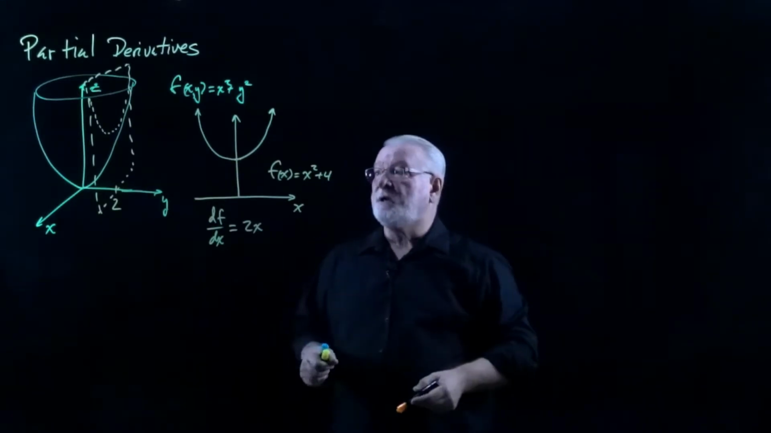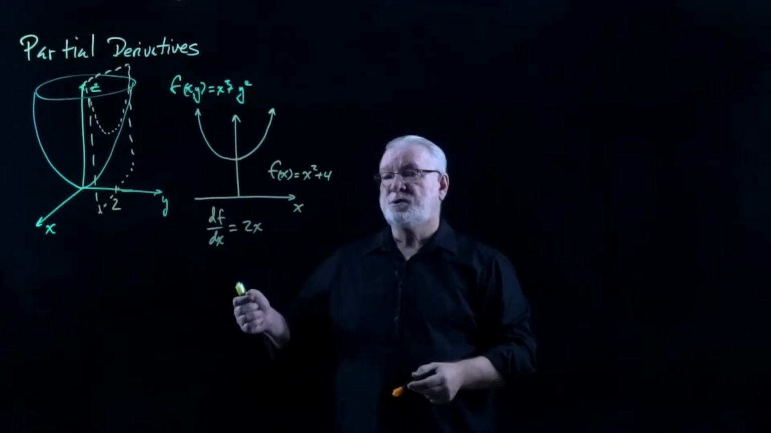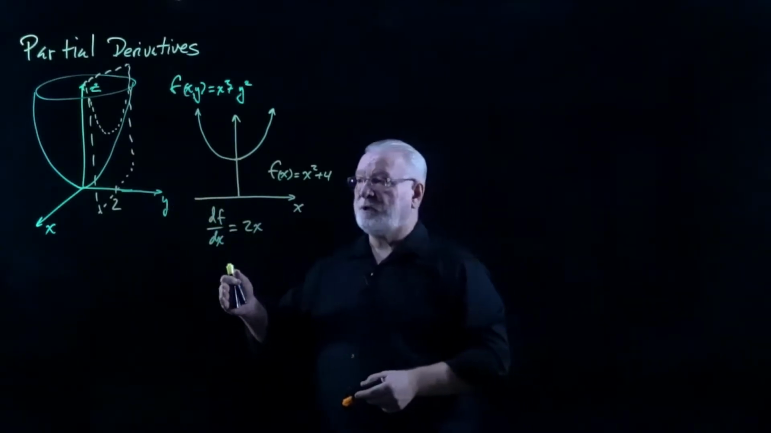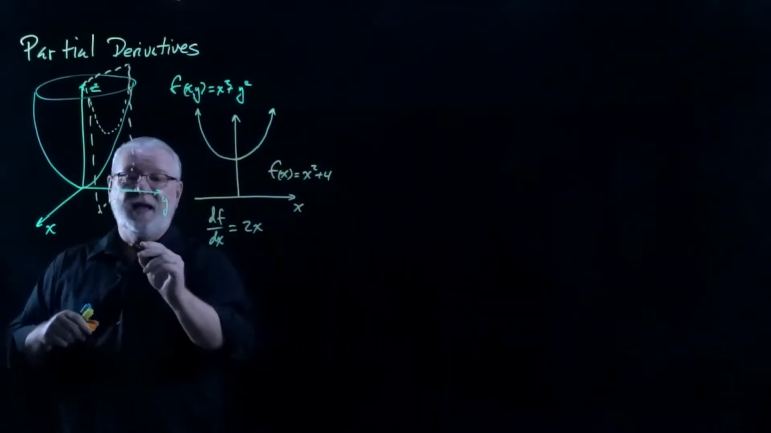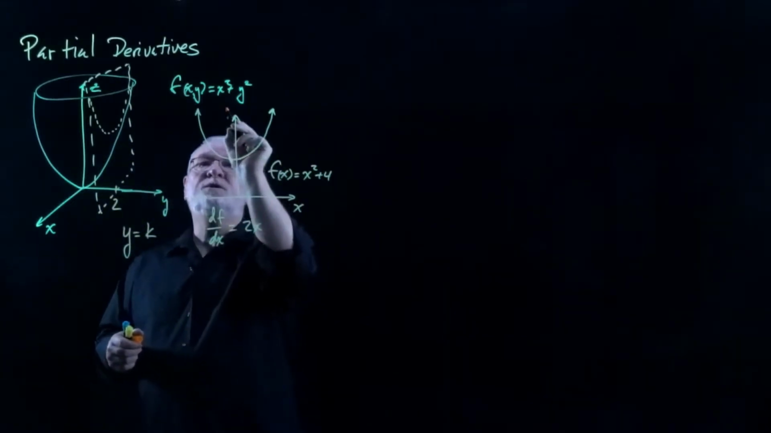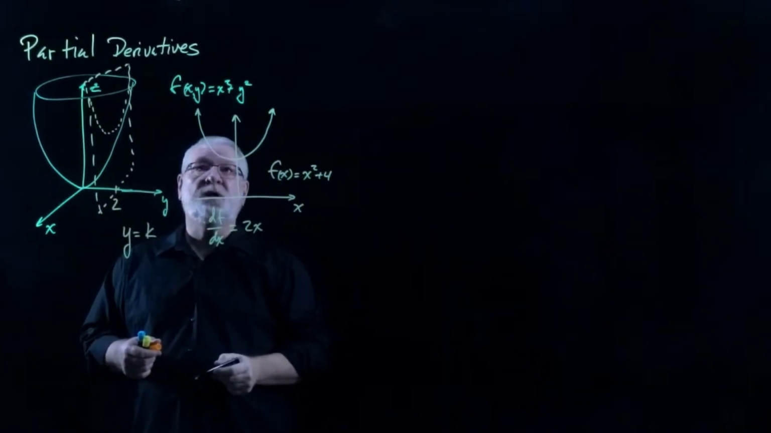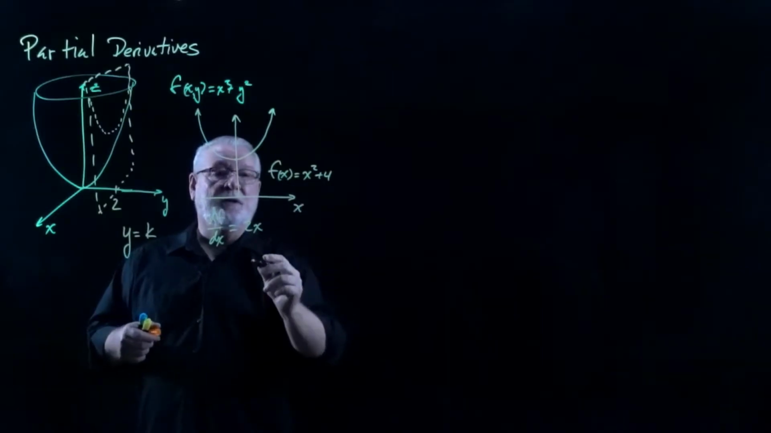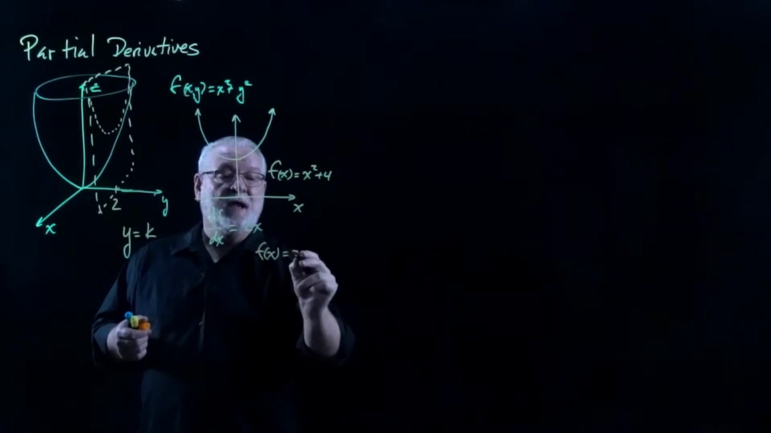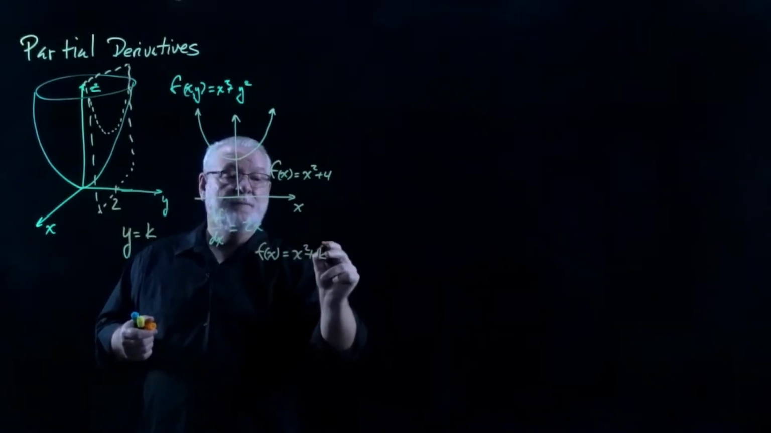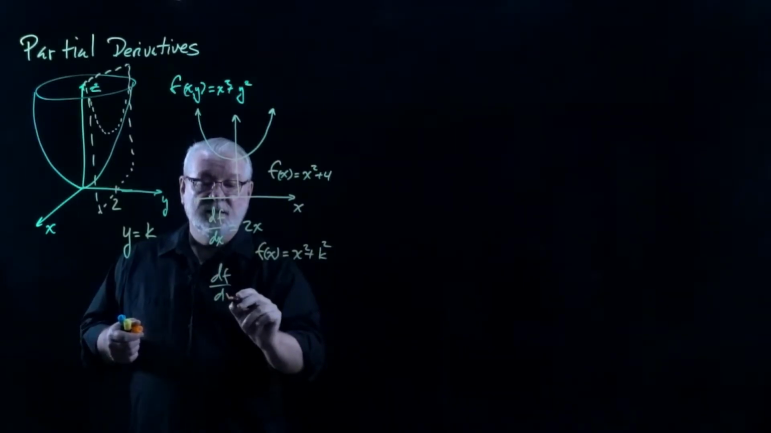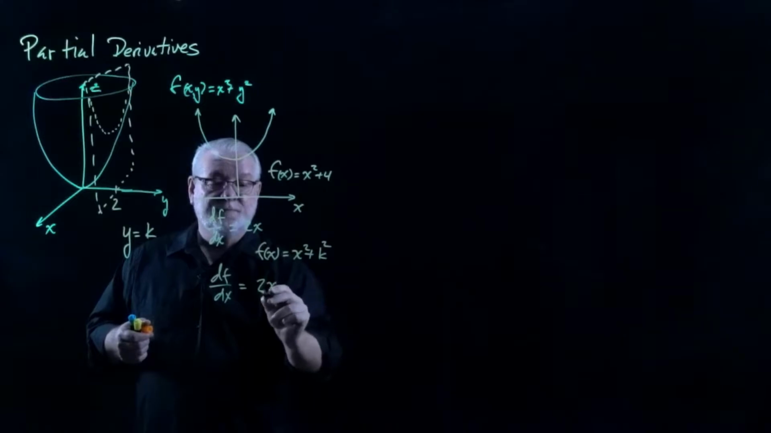Now, you might think there's something unique about this plane y equals 2, but there really isn't. I could move this plane back and forth to any value. If I were to shift it instead of y equals 2, it would be y equals k. Well, look what that would do to the original function. If I substituted k in there, it would still make it a function of one variable. It would be f of x equals x squared plus k squared. And now the first derivative of that, df dx, would still be equal to 2x.